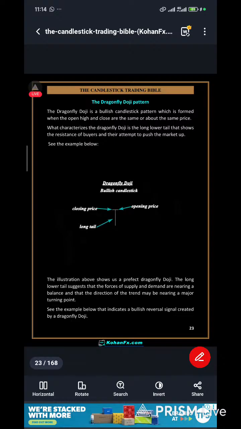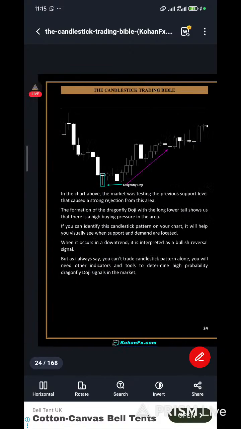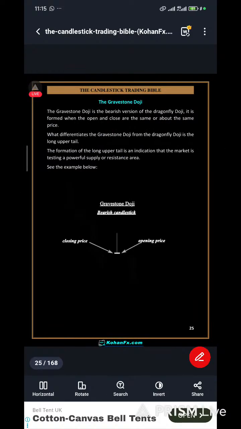The dragonfly is a bullish candlestick pattern which is formed when the open and the close are the same or about the same price. This normally takes place at the support level. The support level is where you mostly find the dragonfly doji pattern. Well, the Gravestone Doji is mostly found at the resistance level, where the buyers have reached their peak and the sellers are also trying to push the market down. So the candle closes.